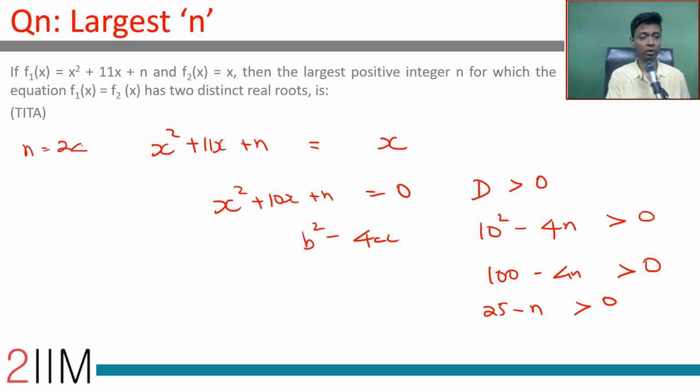24. If n were 25, we shall have equal real roots. Anything more than 25, this will have no real roots. If you want two distinct real roots, n has to be less than 25, largest positive integer less than 25, that is 24. Equate these two, get to the quadratic, and then put discriminant greater than 0.